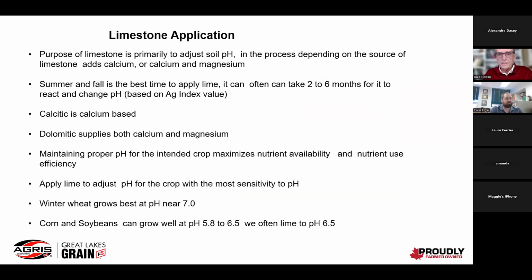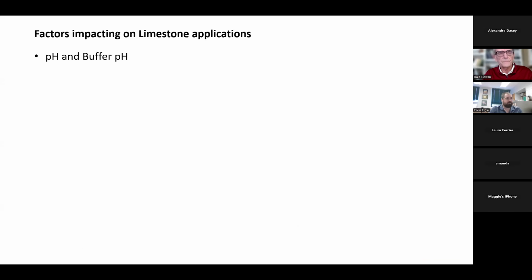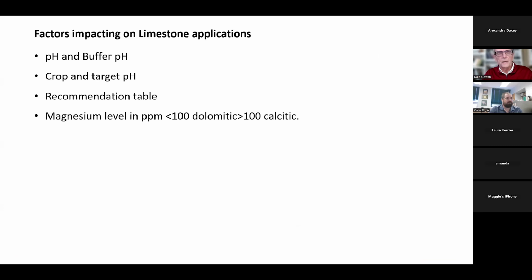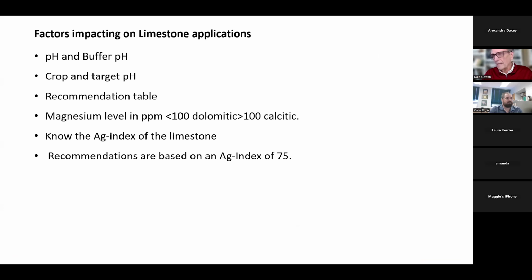Lime applications are basically best done in the fall. It takes time for limestone to react. There are a number of factors we need to consider. Ag index is one of the most important, as it's an indication of the quality of the limestone. We make our recommendations assuming an ag index of 75, and that's what's going to drive our adjustment in lime. So if you have a lime that only has an index of 50, then you have to put on more lime to have the same neutralizing value as an ag index 75.